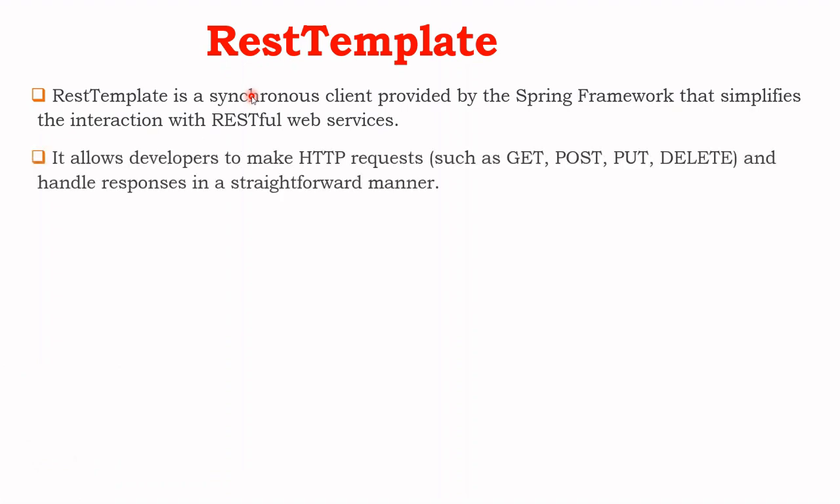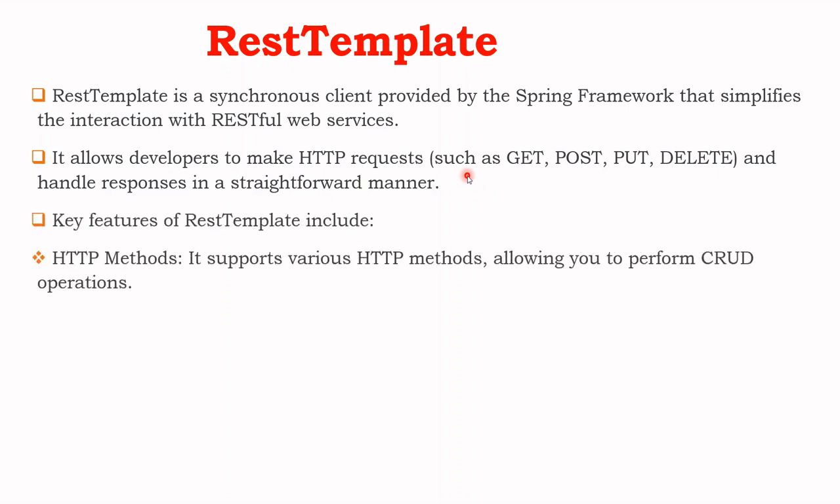It allows developer to make HTTP requests such as get, post, put, delete, and handles response in a straightforward manner. So we can send HTTP request to the another services such as get, post, put, and delete. So like this, we can send the request and we can get the response. Key features of REST template include. So we are going to discuss key features.